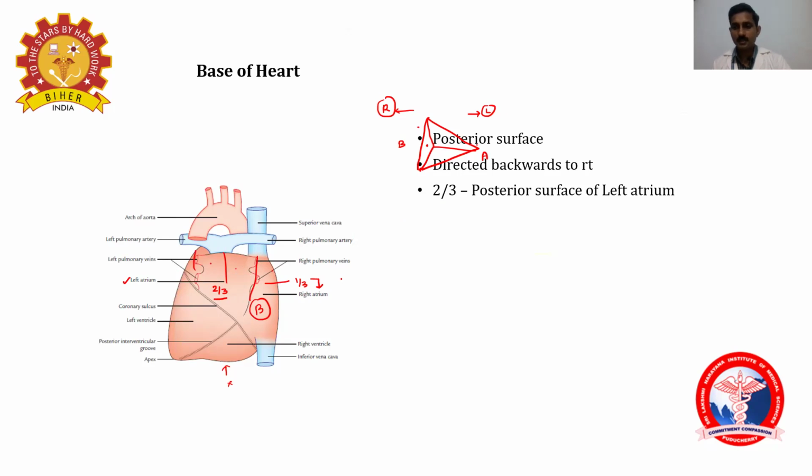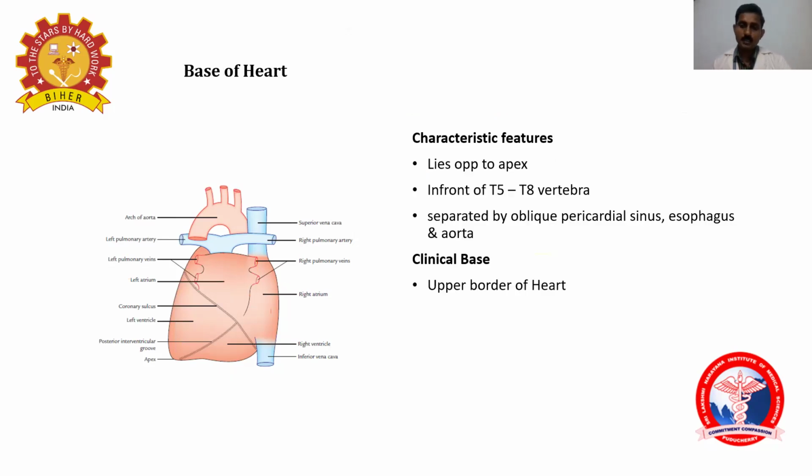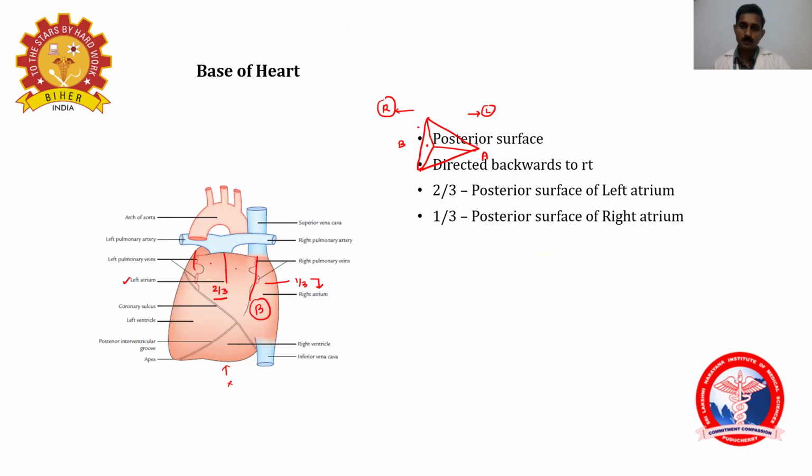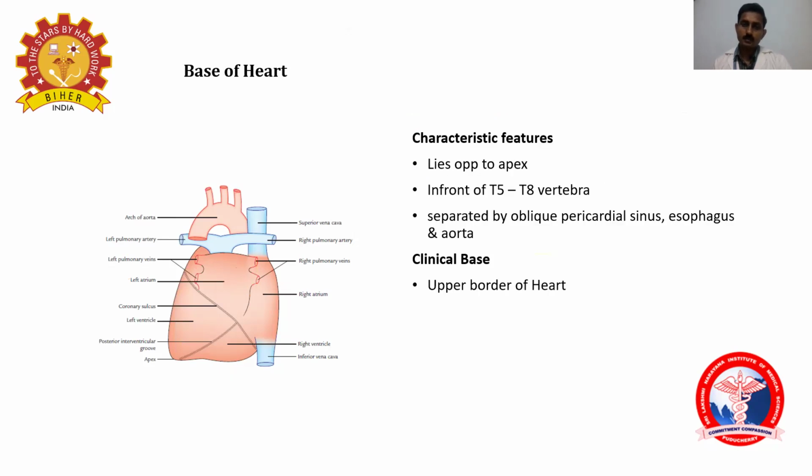Which surface of the left atrium? The posterior surface, because it is already on the posterior surface. So it is formed by the posterior surface of the left atrium and the posterior surface of the right atrium. The base of the heart is mainly formed by the left atrium. Some part is formed by the right atrium. Okay. Now, some more features of the base of the heart.